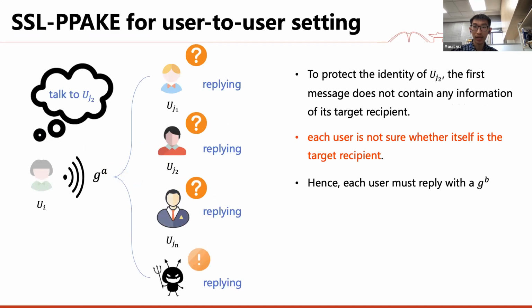Now, let's see what happens if we use SSL PPAKE in the user-to-user setting directly. Suppose user UI wants to communicate with user UJ2. She will first broadcast g to the power of a to all users. To keep anonymity, the first message does not contain any information about its target recipient. Each user is not sure whether he is the target recipient after receiving the first message, so each user must reply with g to the power of b.